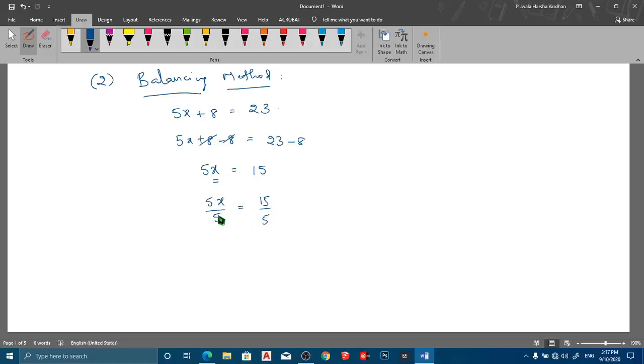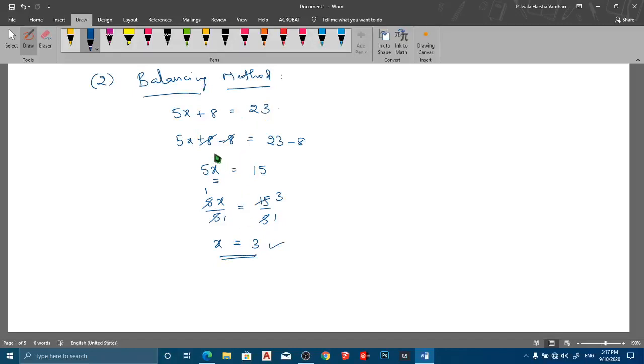Now you can cancel 5 and 5, which gives 1. Now you will get only 1x, which is x only. That is what you want to find in the equation. Now you can cancel the right side with the 5 table: 5 ones are 5, 5 threes are 15. So 3 by 1 is nothing but 3, which gives the solution of the equation. So x is equal to 3 is the solution of the equation. This is called the balancing method.